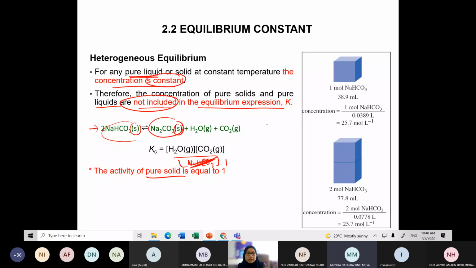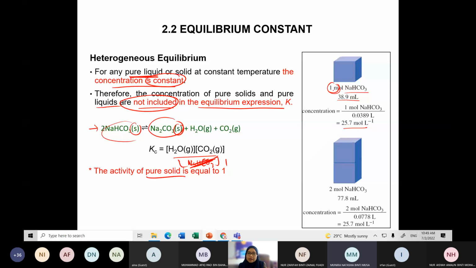Yes, we can measure the concentration of solid. Boleh measure the concentration of solid. Okay, it's just that the concentration of solid tu dia constant. Contoh lah, we are talking about sodium hydrogen carbonate. This is 1 mole of sodium hydrogen carbonate, and this is the volume of 1 mole of sodium hydrogen carbonate. So to get concentration, mole divided by volume. Betul tak? Sama saja. Mole divided by volume. So we got this one. This is for 1 mole.